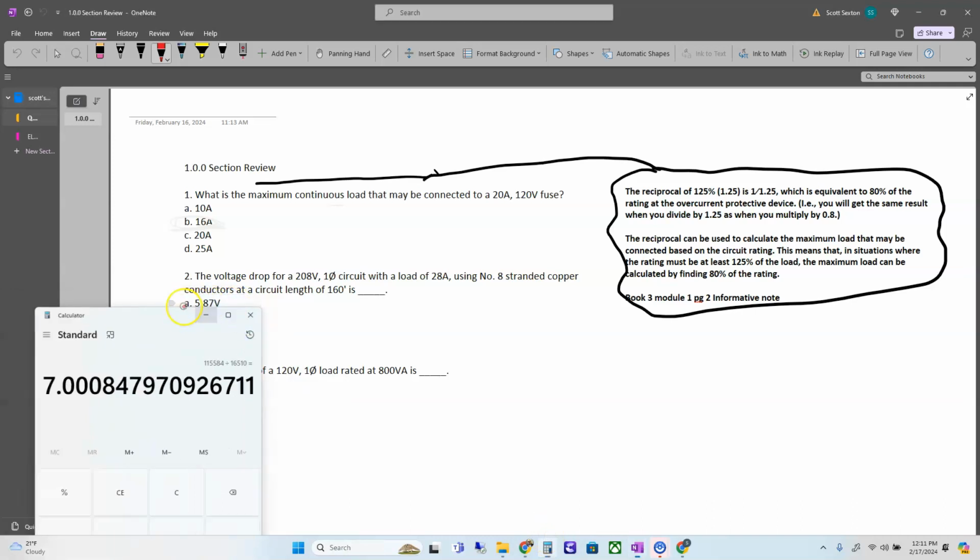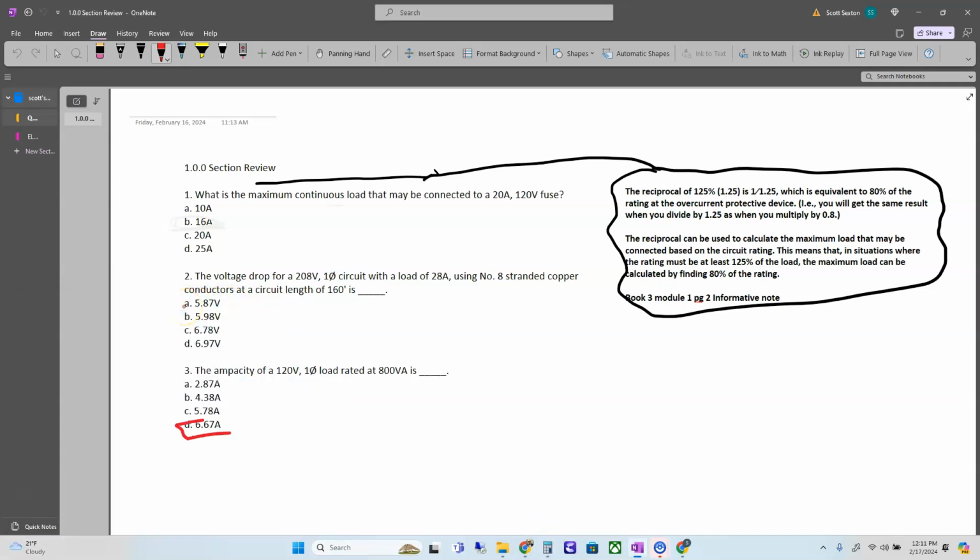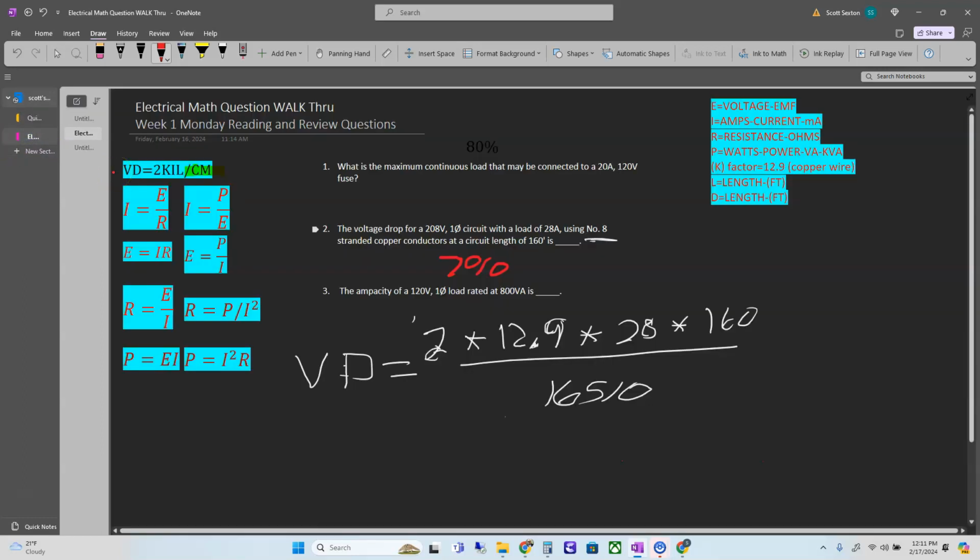6.97 and 7 are very close to each other. I'm going to call that a good answer right there. We'll take that one away. Our answer from the previous one was Bravo here. And there we go. So now we have determined using this formula that you're going to get a 7% voltage drop.